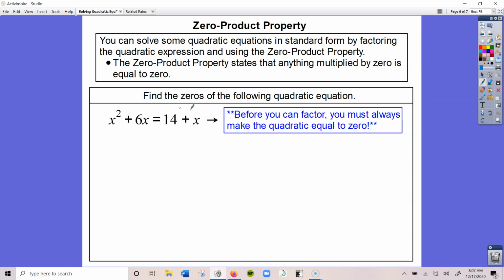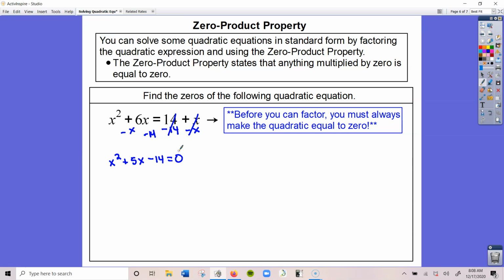That means that whatever I have here on the right side of my equation, I'm going to have to move over to the left. Or if you wanted to move what's on the left over to the right, that's fine as well. I usually just like to keep my x squared term positive, so I'm going to move these two terms from the right over to the left, meaning I'm going to subtract 14 and subtract this x. So that way this whole side is equal to 0. And we have x squared plus 5x minus 14 is equal to 0.